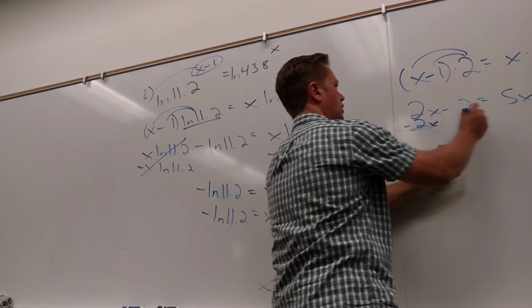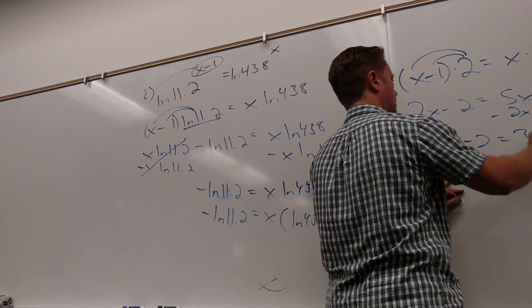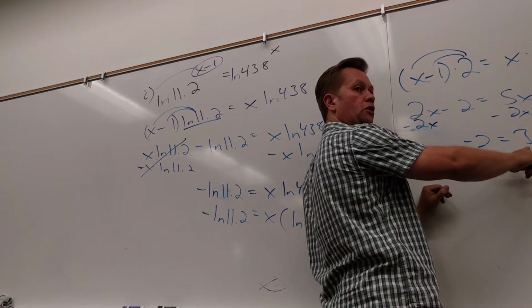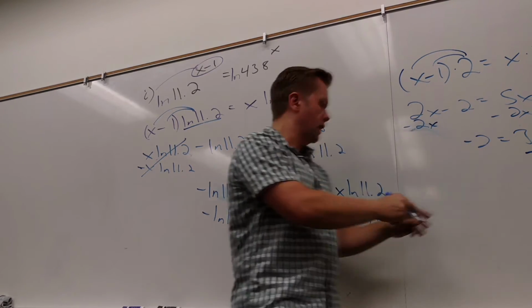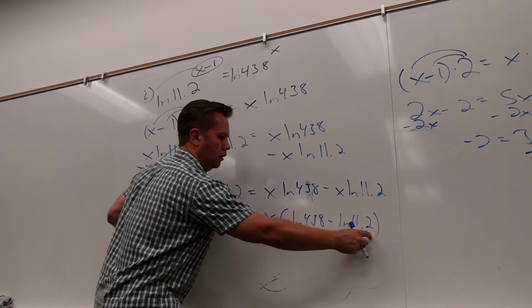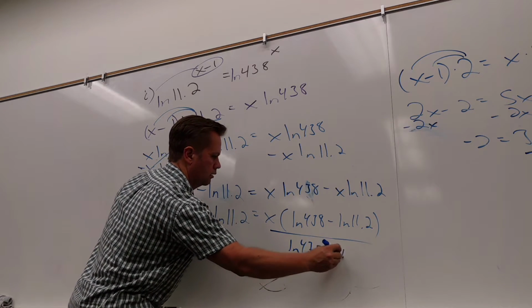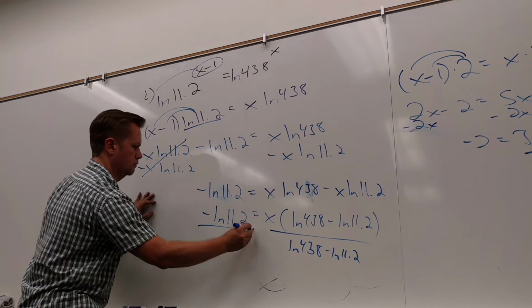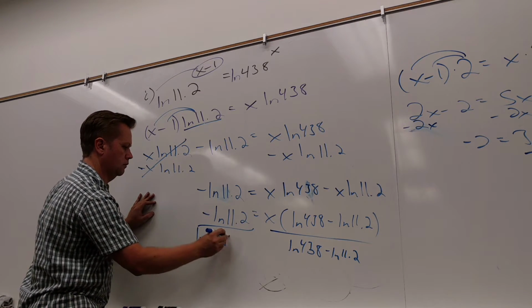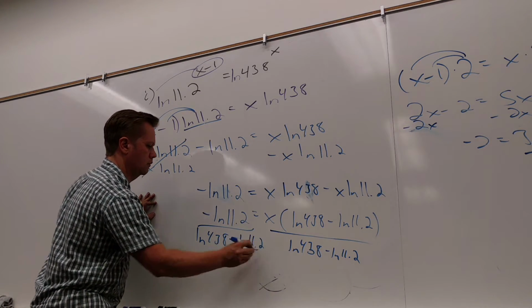What would I do next? Subtract 2x, negative 2 equals 3x. X is not by itself because of the 3, so I divide by the 3. X is not by itself because of the ln, so I divide by it. Over ln 438 minus ln 11.2.